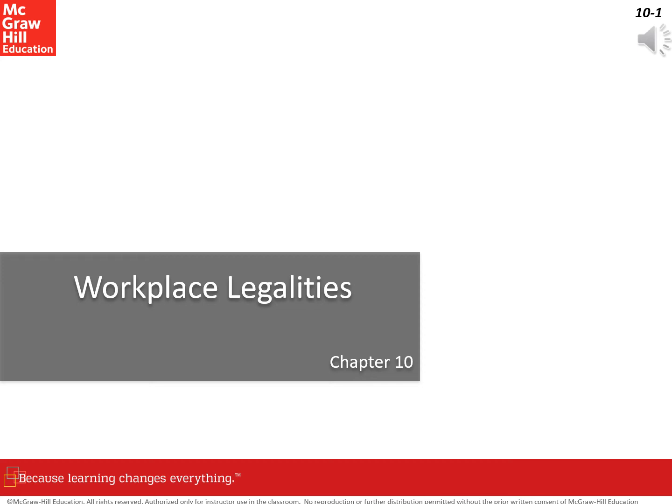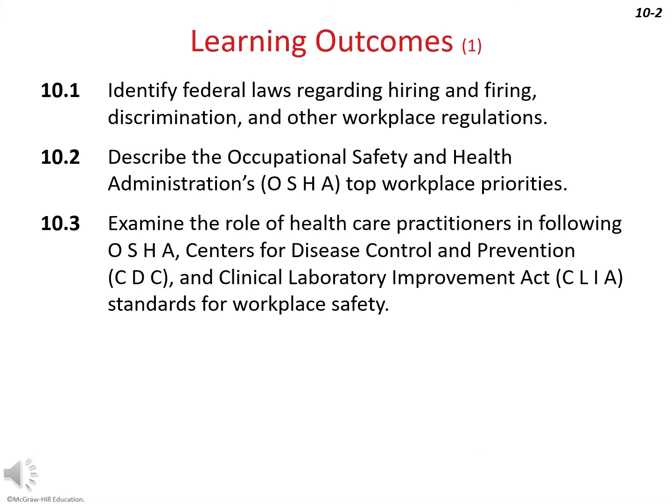Chapter 10, Workplace Legalities. Learning Outcomes. Identify federal laws regarding hiring and firing, discrimination, and other workplace regulations. Describe the Occupational Safety and Health Administration's top workplace priorities.